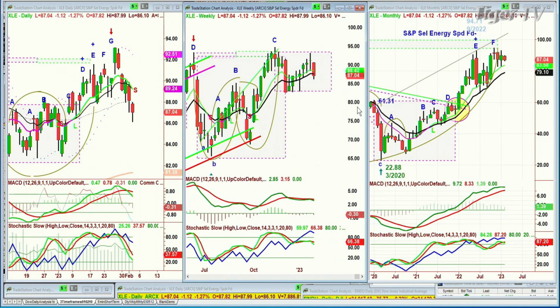If it takes out 82, it's at 87 right now. If it closes under 82 in the next week and a half, I think that's more of a problem in time and price. But at this particular point, it's holding quite well.